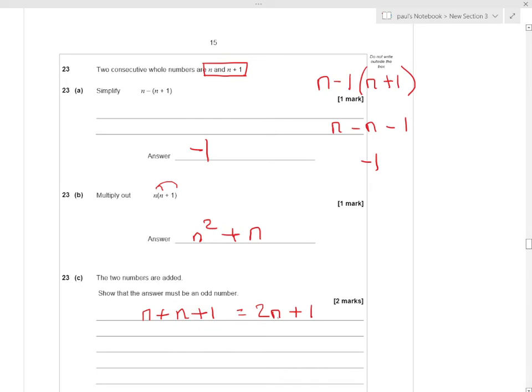Now 2 times any number is always even. Now if we add 1, we get an odd number. So we've proved that the answer is always an odd number.